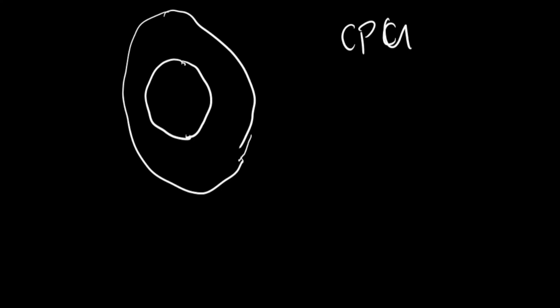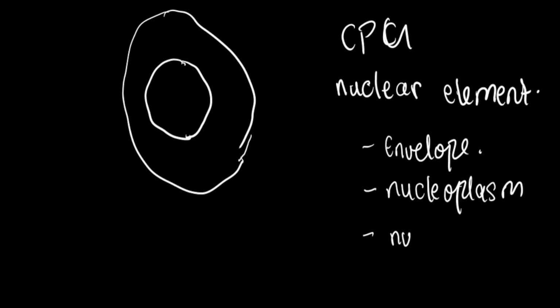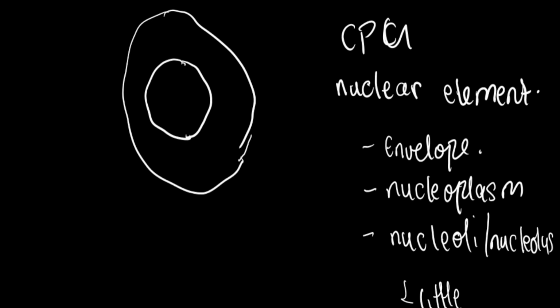Now, when we speak about the nucleus, there are three major nuclear elements. Firstly, we have the nuclear envelope. Next, we have the nucleoplasm. And lastly, we have the nucleoli or the nucleolus. If it's one, it's the nucleolus. If we have more than one, then it's nucleoli. The nucleolus literally means little nucleus. We're considering each of these nuclear elements individually.